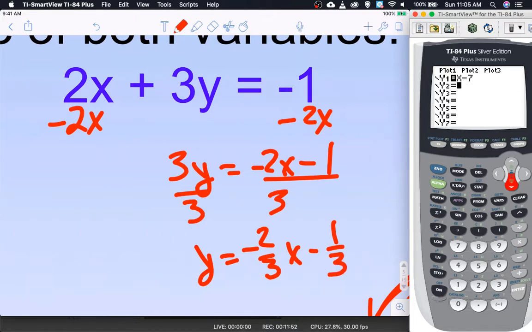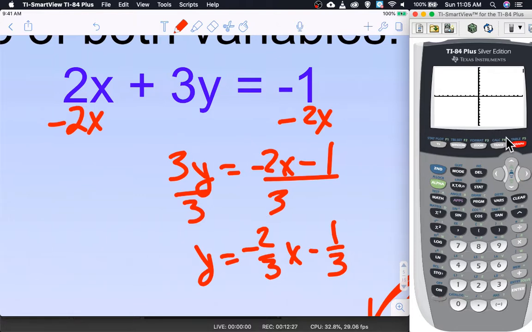That would not be very fun to graph by hand, but with a calculator, I'm going to use this fraction option: -2/3 x minus 1/3. And I don't want to put a negative here because I already have the minus. If I put a negative, minus a negative would turn this to a positive, and that's not what we want. So here we have this. Those are my two equations.